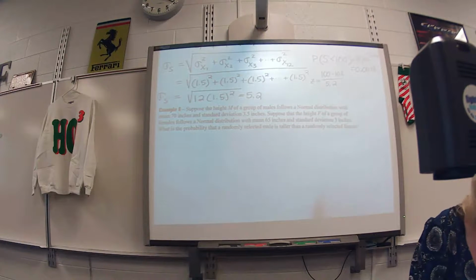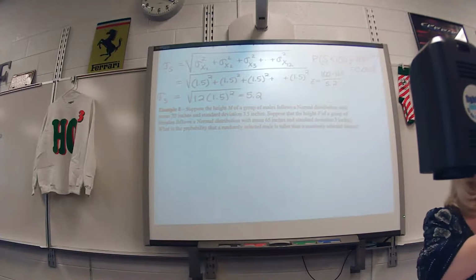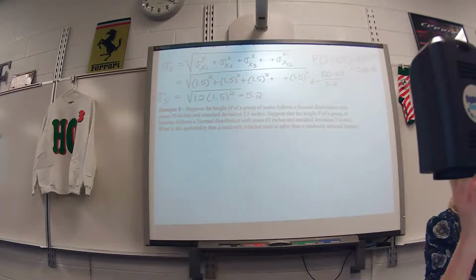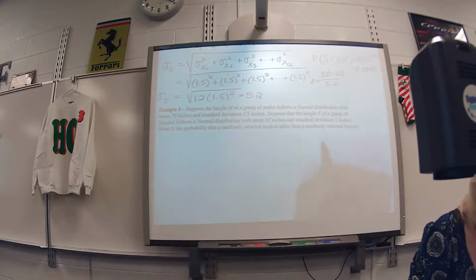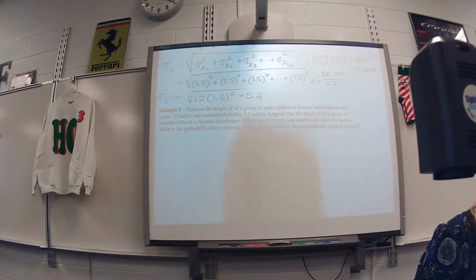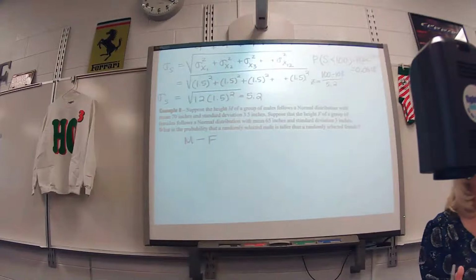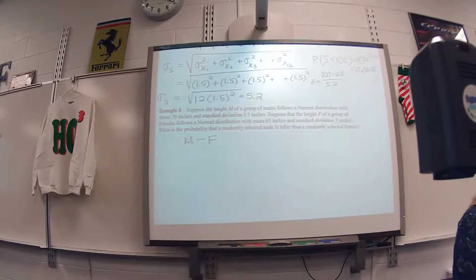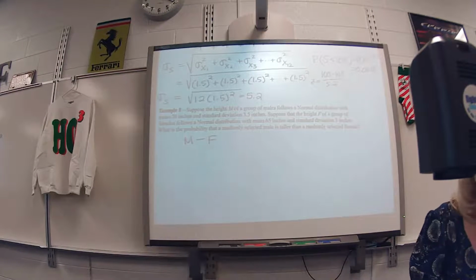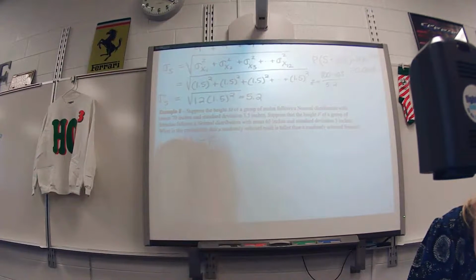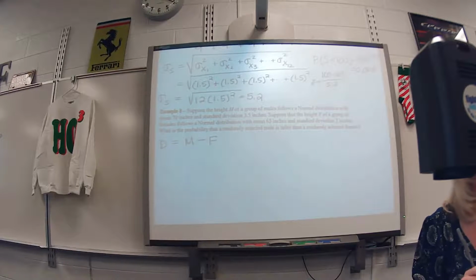All right. So if we're talking about a comparison, this is where subtraction kind of makes sense. And I'm going to do the males minus the females because the males tend to be taller. You could reverse it and work in negatives, but why would you do that if you don't have to? And I'm going to define this as D for the difference.